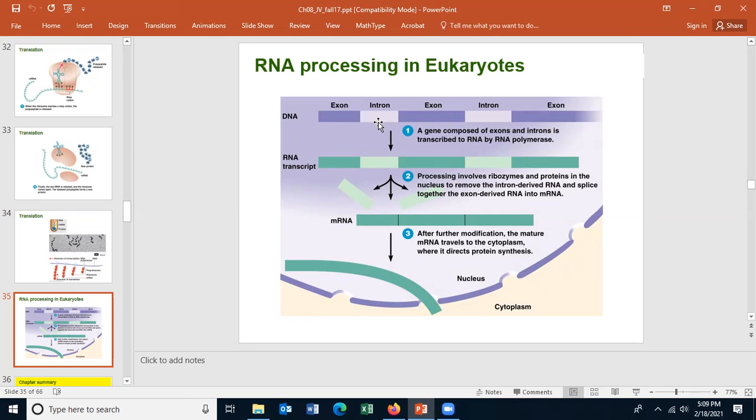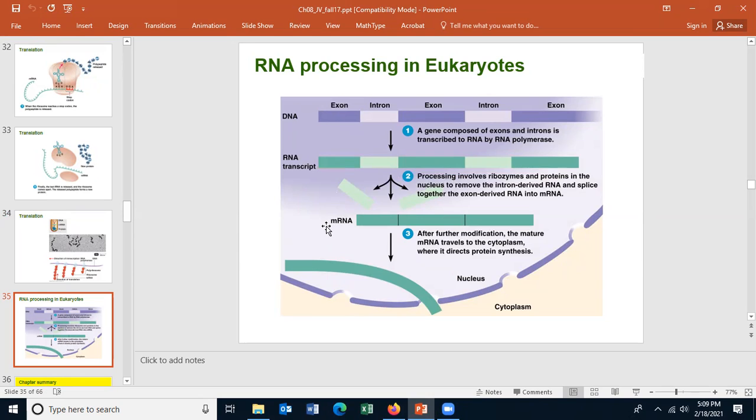And eukaryotes have genes that are composed of exons and introns, and the introns have to be spliced out of the RNA to get the final messenger RNA. So when transcription occurs, all of the DNA is transcribed into RNA, and the introns are spliced out. That means cut out. And then the exons are spliced together. That means joined together.